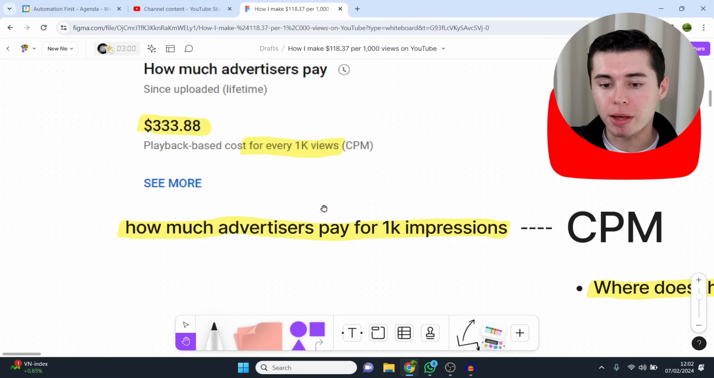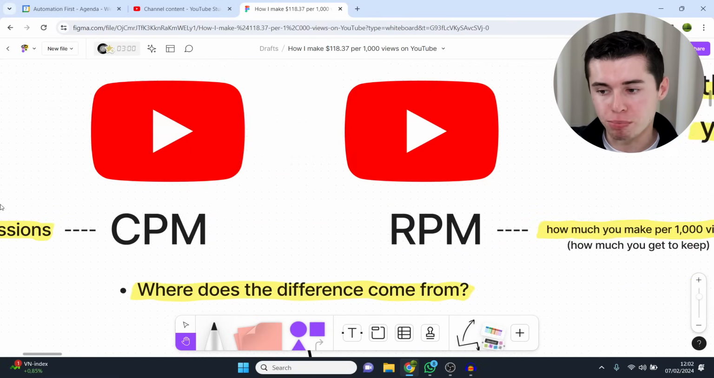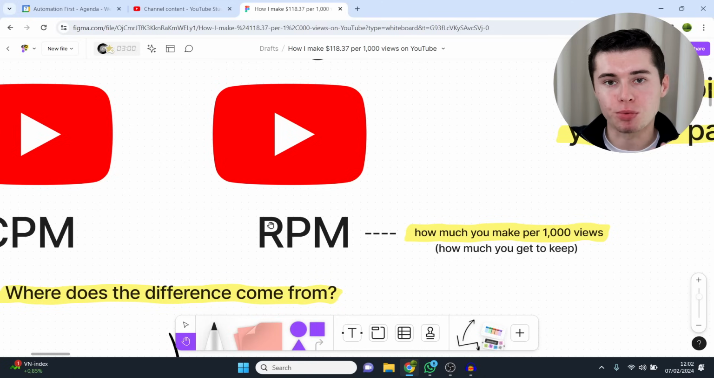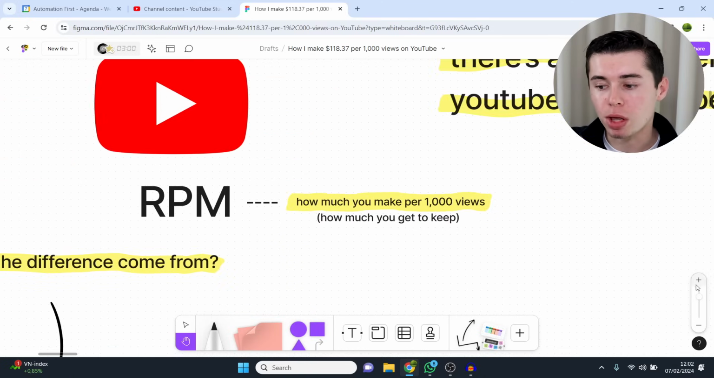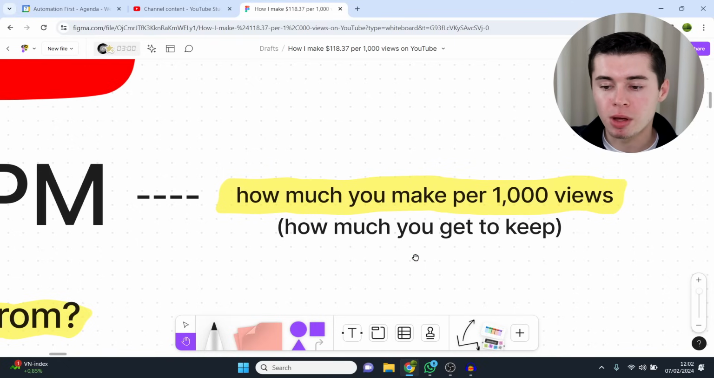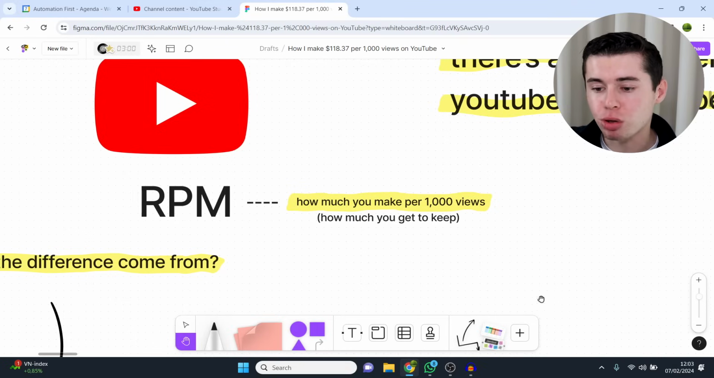So the CPM is what is referred to as how much advertisers pay for 1,000 impressions. Then we have RPM, which stands for revenue per mil, which is how much money you make per 1,000 views, aka how much money you actually get to keep.